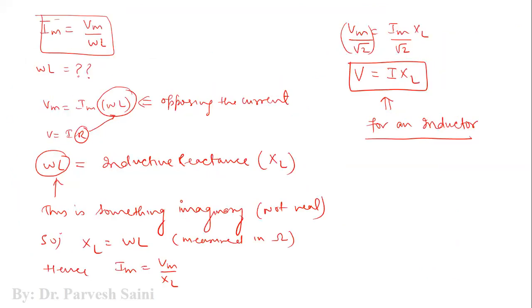There is one more component we have observed, which we call inductive reactance, which is similar to a resistance, but not resistance because it is imaginary and resistance is real, right? So write it here, resistance is real, right? So it is measured in ohms, and this is about the inductor.